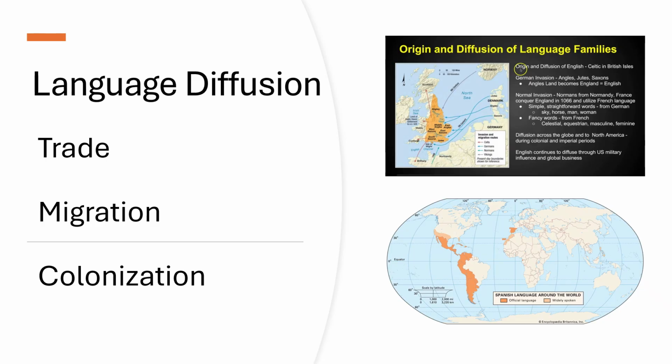Language diffuses in many ways. Through trade between language areas, migration between areas, and colonization, where the colonizer stamps their language onto indigenous people.